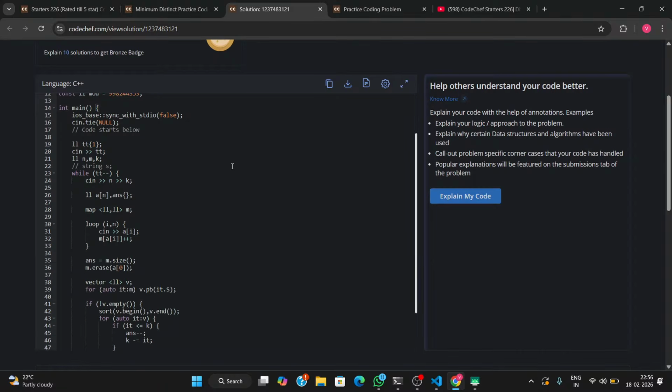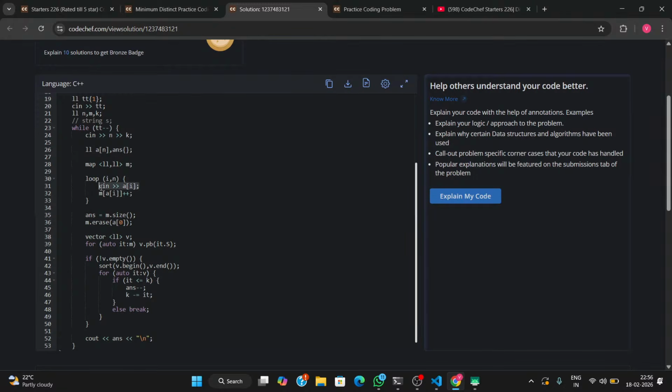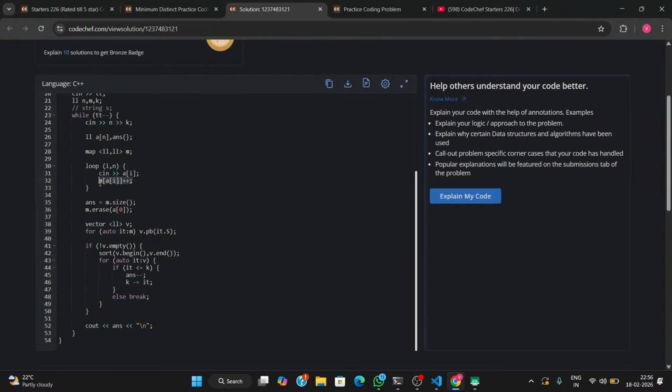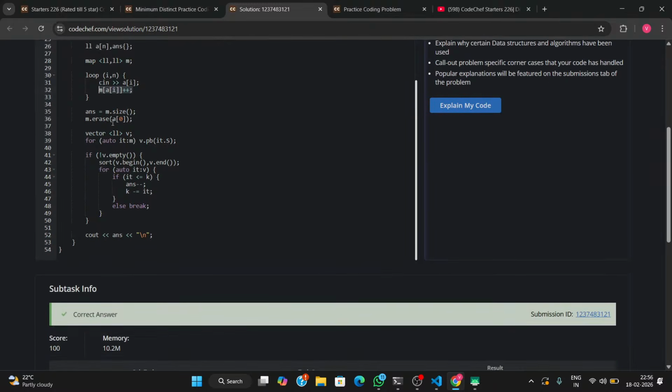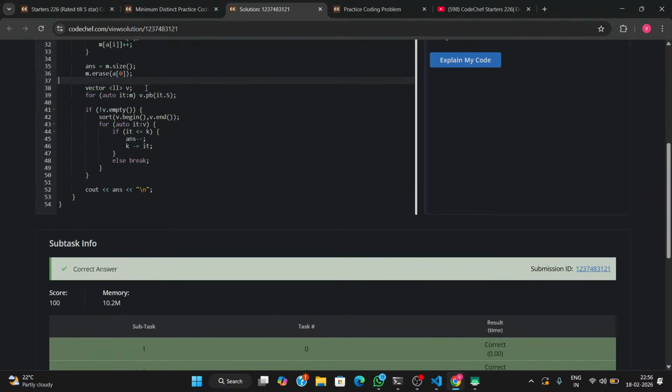Okay, so here is the code for the same. You first of all took input of all the elements. You stored their occurrences in a map. And now, since you cannot remove the first element, you will remove all occurrences of the first element from the map, right? And then you will do the same thing. You will simply push back the number of occurrences into a vector and sort it.